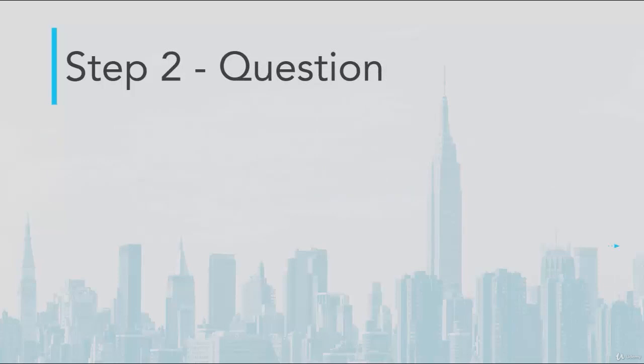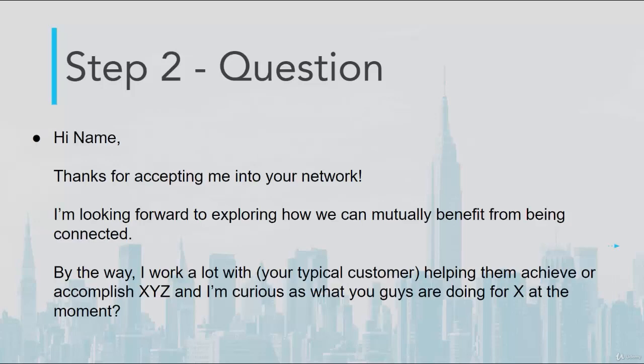So step 2, this is where we're asking a question. We want to be able to ask them a question to learn more about their current situation, right? And as you notice through this message, the first things we're mentioning are just, "Hey, I really appreciate it. Thank you so much." So let me show you. "Hi name, thanks for accepting me into your network." So you're thanking them, you're showing them that you appreciate it. "I'm looking forward to exploring how we can mutually benefit from being connected." It's just a matter of saying, hey, thanks, looking forward to seeing how we can mutually benefit from being connected.